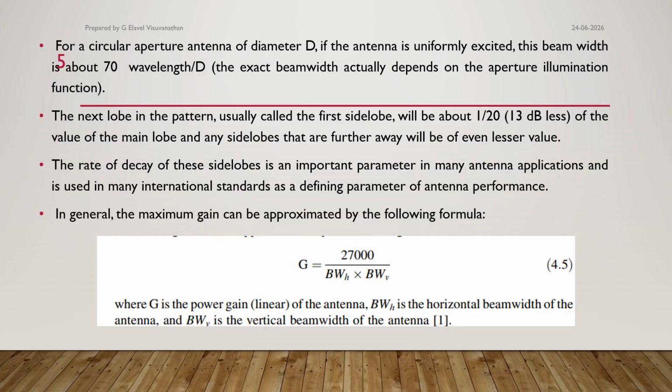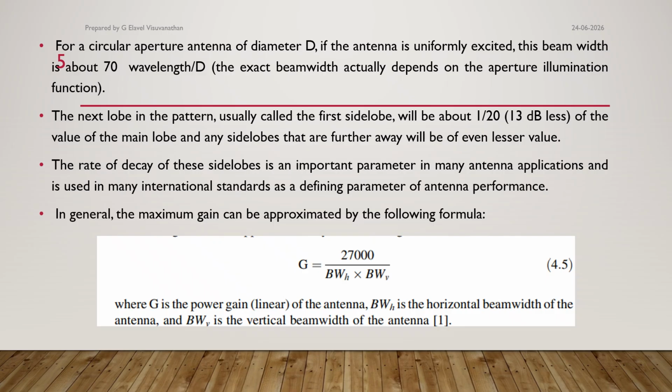The rate of decay of the side lobe is an important parameter in any antenna application and is used in many international standards as a defining parameter of antenna performance. So this important parameter is used as a standard for defining the parameters and the performance of an antenna.